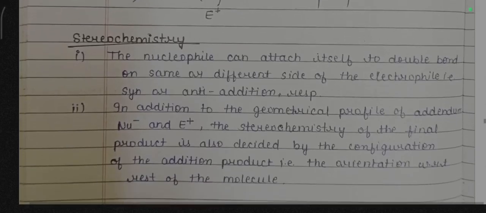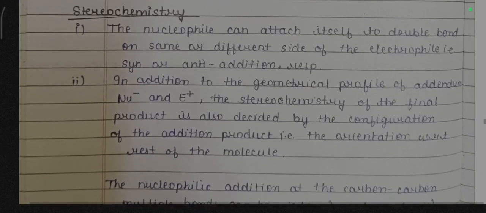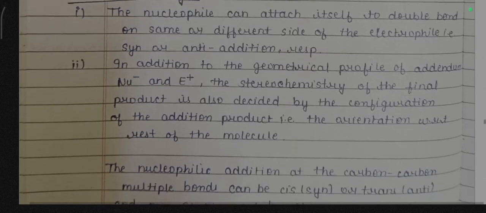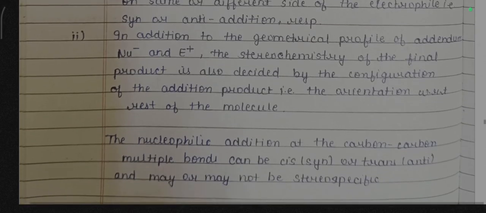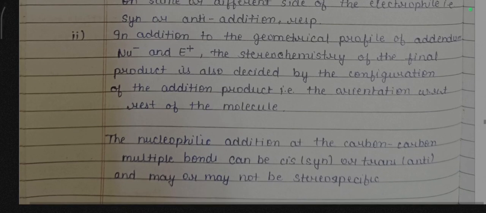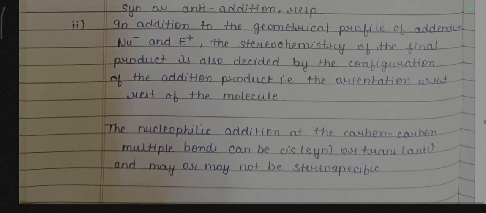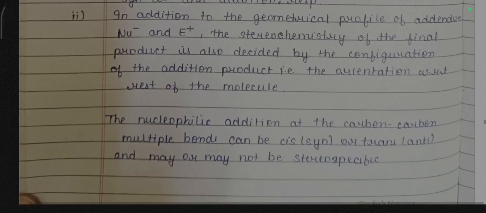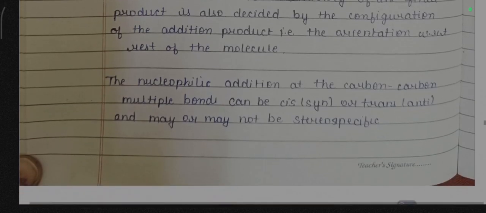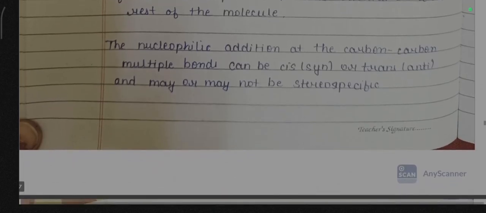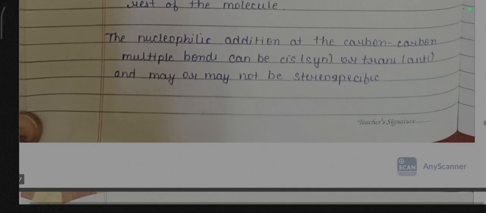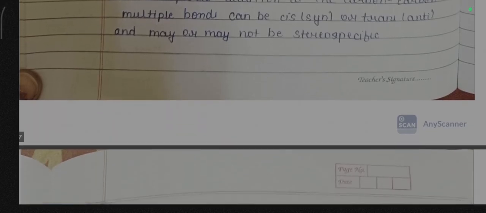Stereochemistry. The nucleophile can attach itself to the double bond on the same or different side of the electrophile, syn or anti addition respectively. In addition to the geometrical profile of the addendum nucleophile and E positive, the stereochemistry of the final product is also decided by the configuration of the addition product, i.e. the orientation with respect to the rest of the molecule. The nucleophilic addition at the carbon-carbon multiple bond can be cis, syn or trans, anti or may not be stereospecific.